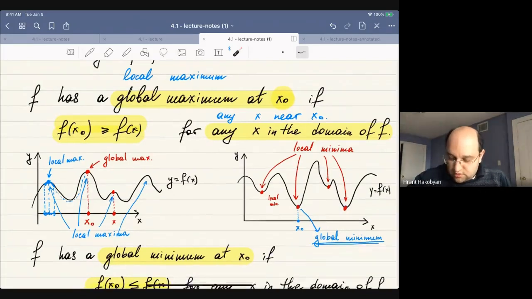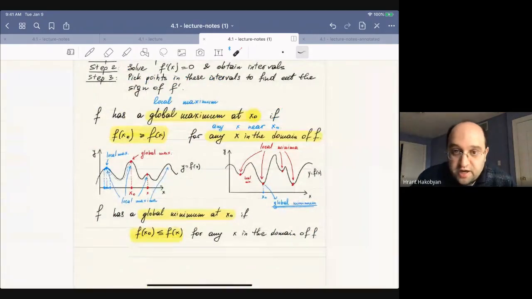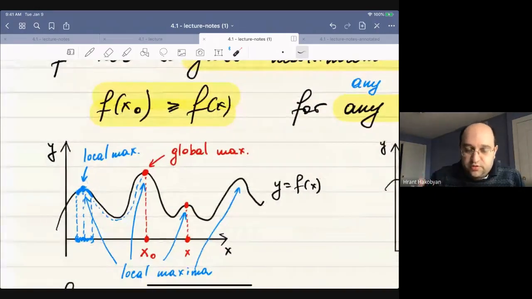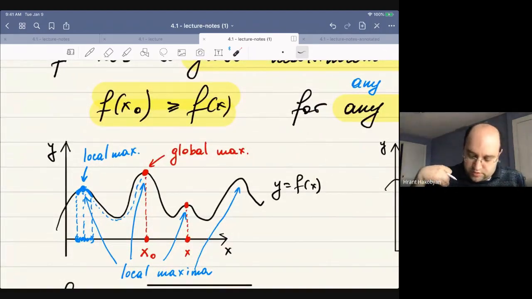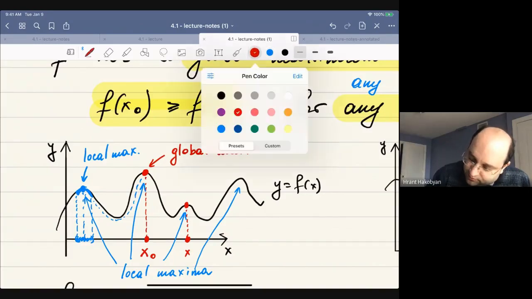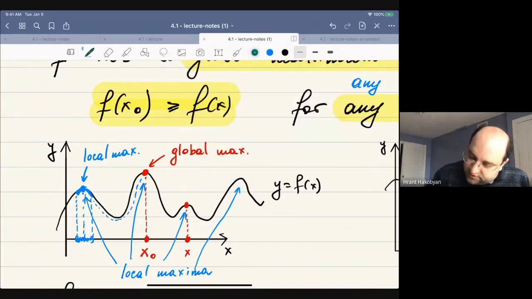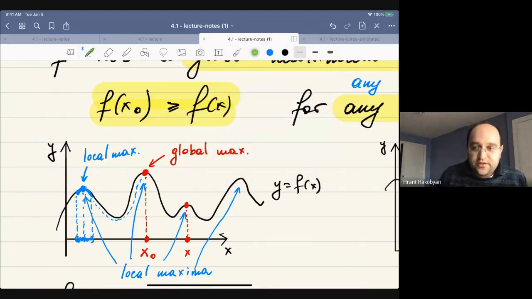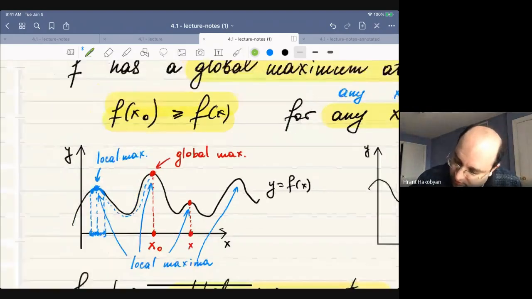Okay. So now let's look at these pictures one more time and try to figure out how we can find out, if we didn't know what the graph is, just from the formula, whether a point is a maximum or minimum. And there is one thing which we can note immediately. So let's look at the tangent lines at these points, which are local maximum and minimum. Actually, let me do it on a new page.